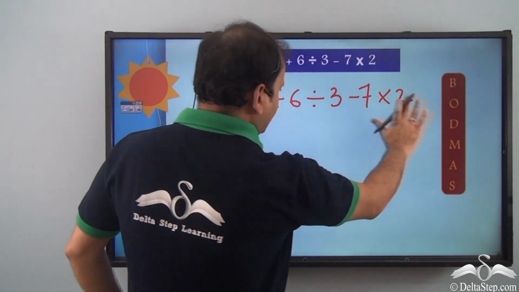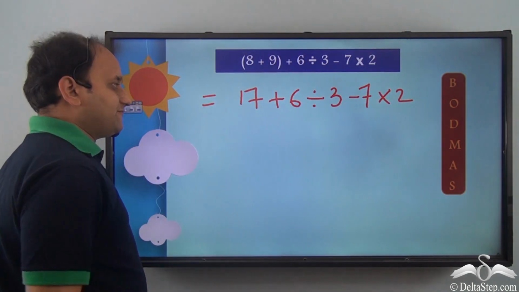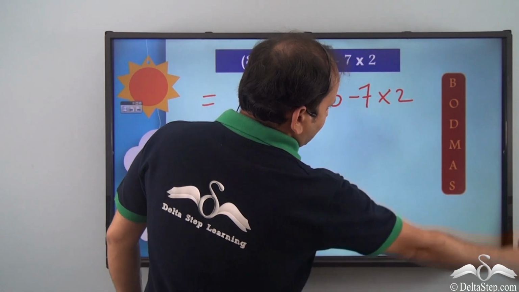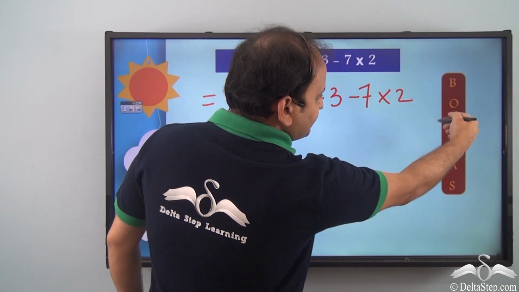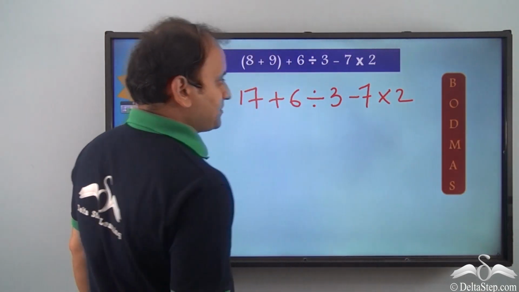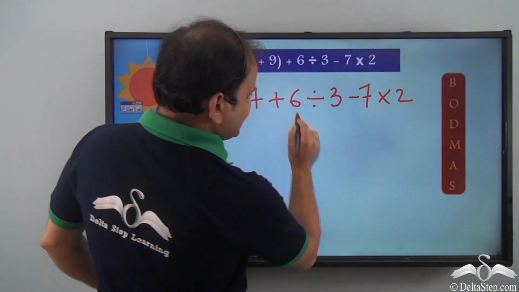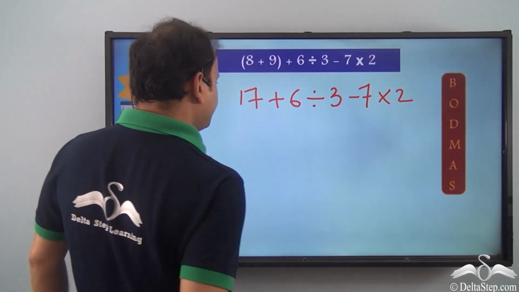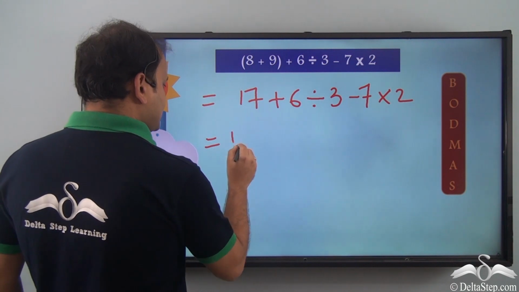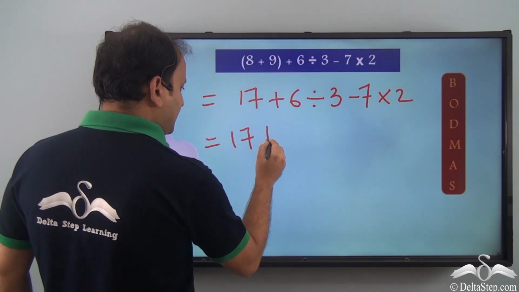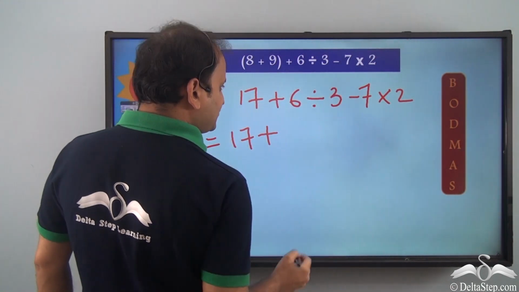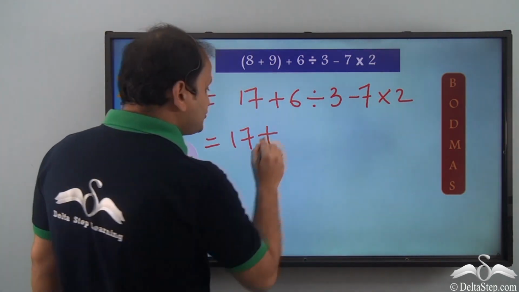Now in this expression, which will come first? We know that after brackets and of, division is the first operation which we consider. So 6 divided by 3 will be considered first. So we'll write 17 plus 6 divided by 3. 6 divided by 3 is 2.